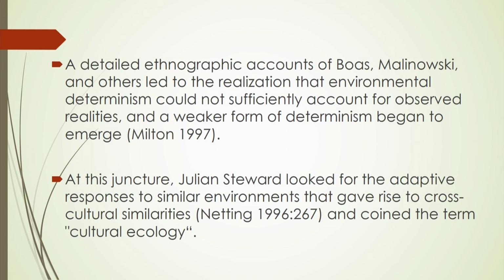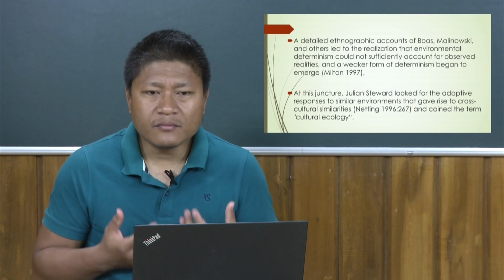Now, at this particular point in time, the works of Julian Steward, who gave much more emphasis to the adaptive mechanisms or adaptive responses to similar environments, gave rise to cultural similarities, and as an alternative to that he coined a term called cultural ecology. Now, cultural ecology evolved from environmental determinism, because ecology has to be seen in relationship to human culture.